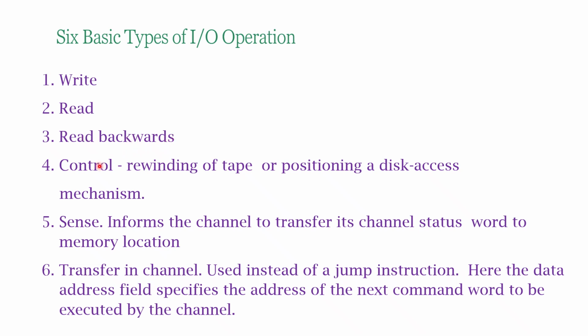And the fourth one, control, is used to initiate an operation not involving transfer of data, such as rewinding of tape or positioning a disk access mechanism. And the fifth one is sense. It informs the channel to transfer its channel status word to memory location, as we have studied earlier. The sixth one is transfer in control, used instead of a jump instruction. Here the data address field specifies the address of the next command word to be executed by the channel. It is like a go-to statement.